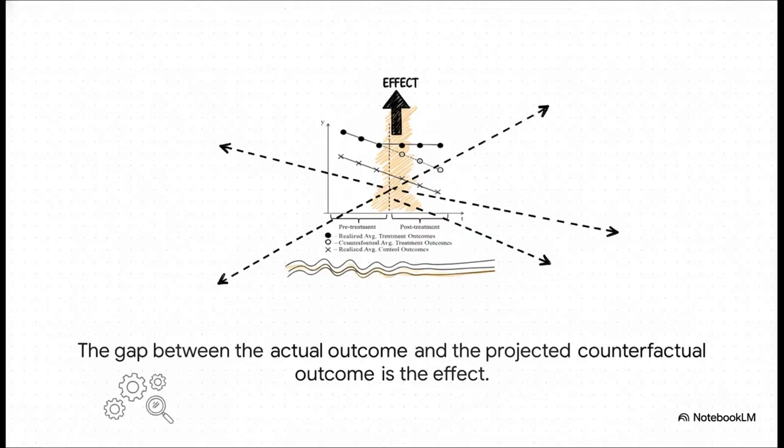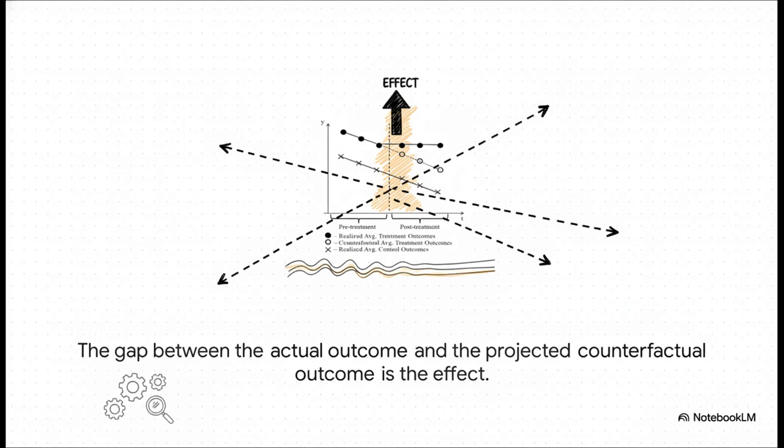This graph just nails the concept. The top line is our treated group, the one that got the law. The bottom line is our control group. See how before the treatment, their trends are pretty much parallel? Now, after the treatment, we use the control group's new path to project where the treated group would have gone. That dotted line, that's our ghost timeline.